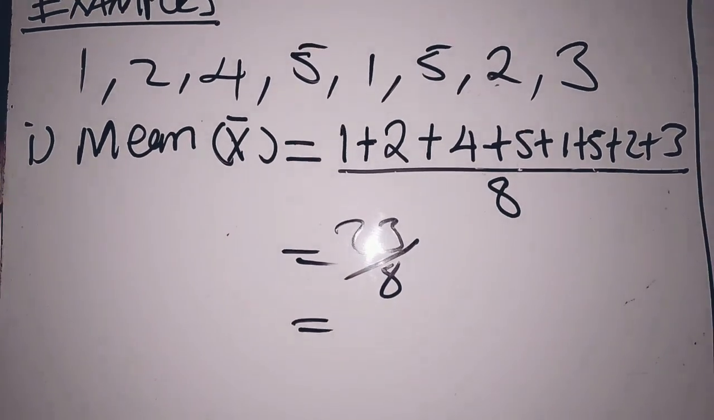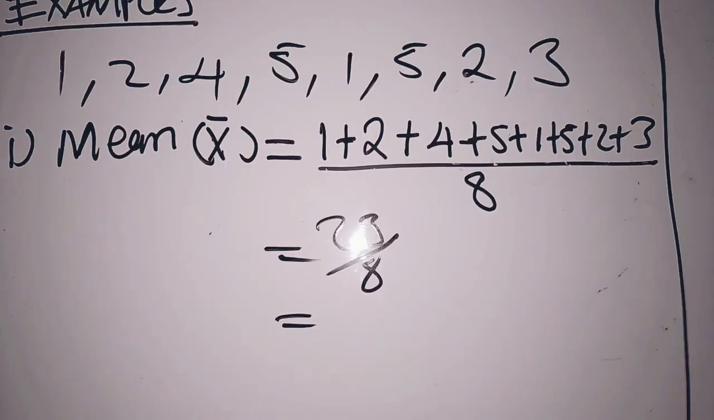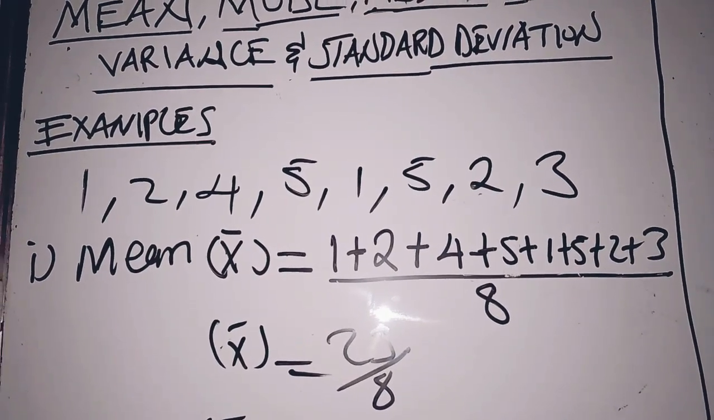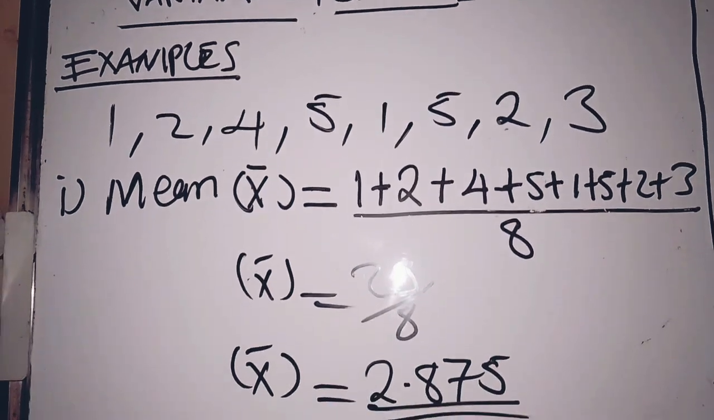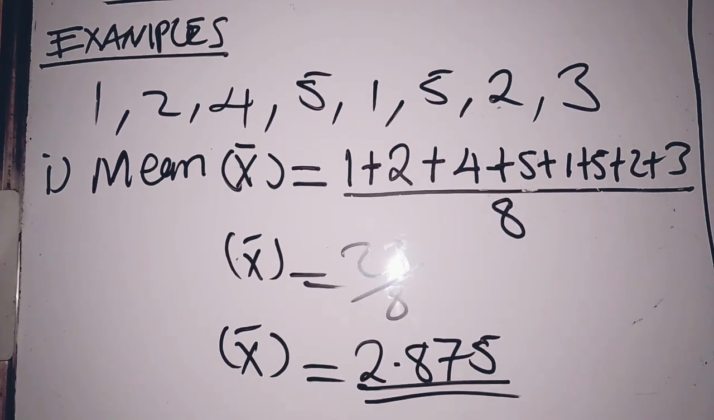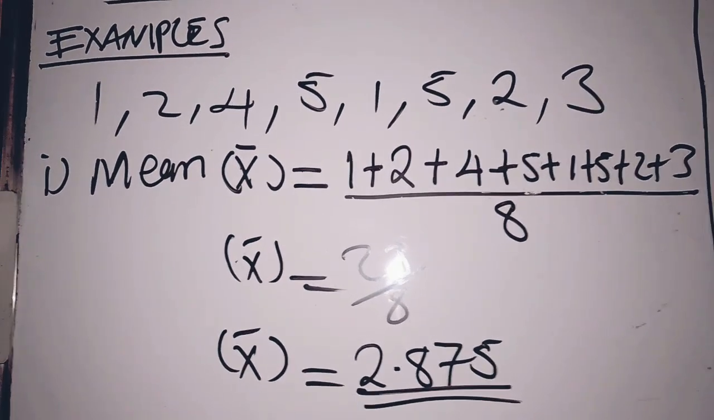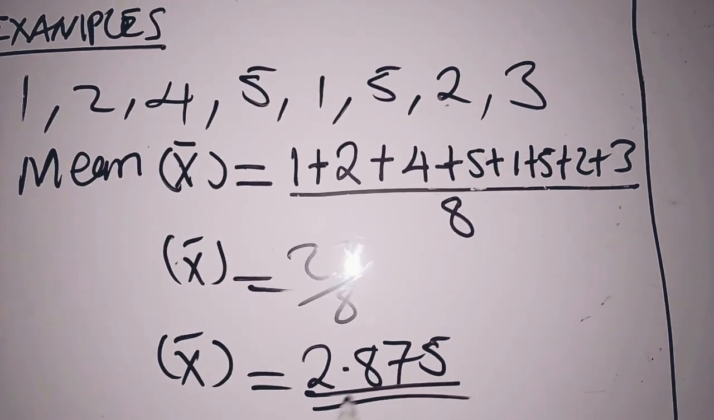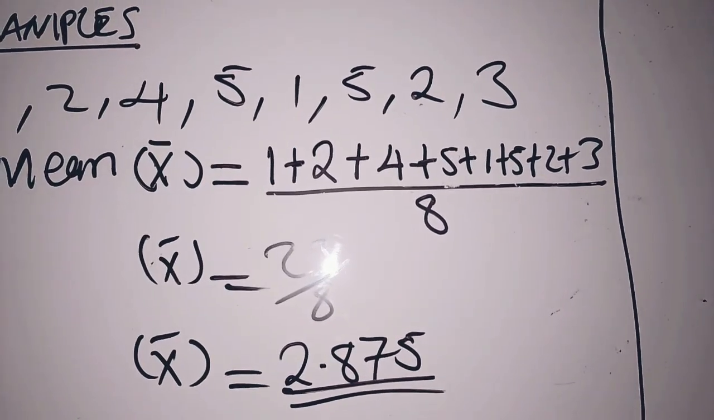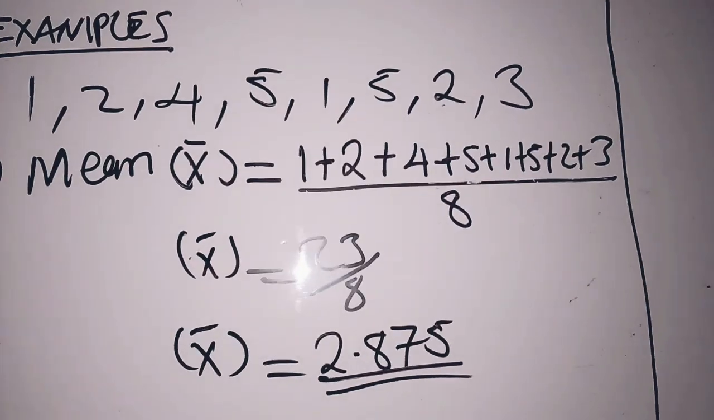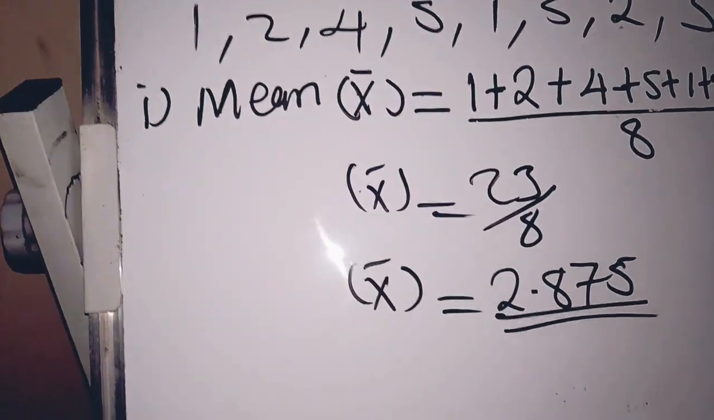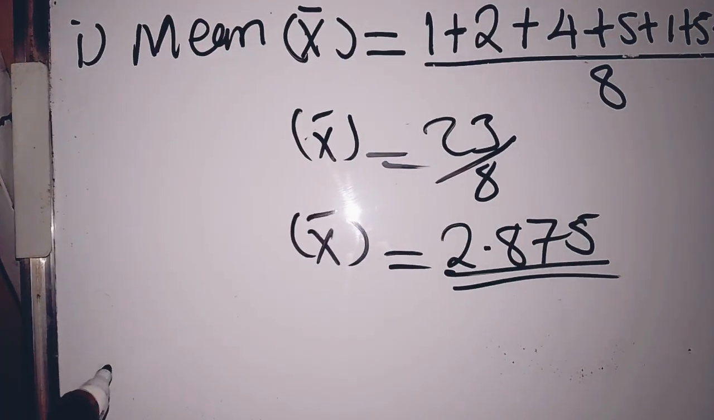Okay, and then it will give us what? What is it going to give us? Okay, so 23 divided by 8, for me it's giving me 2.875. So you can remain at 3 decimal places. So that's how you find the mean.